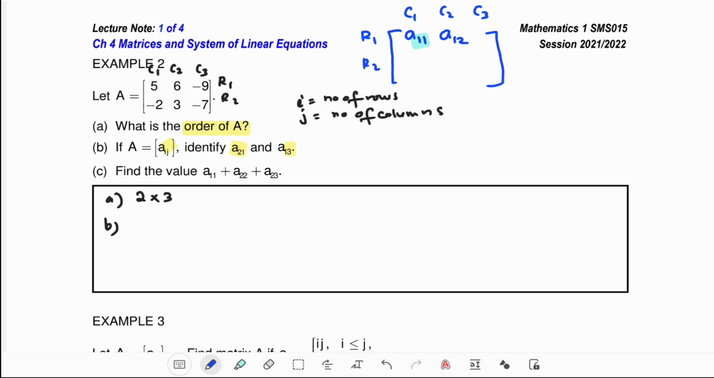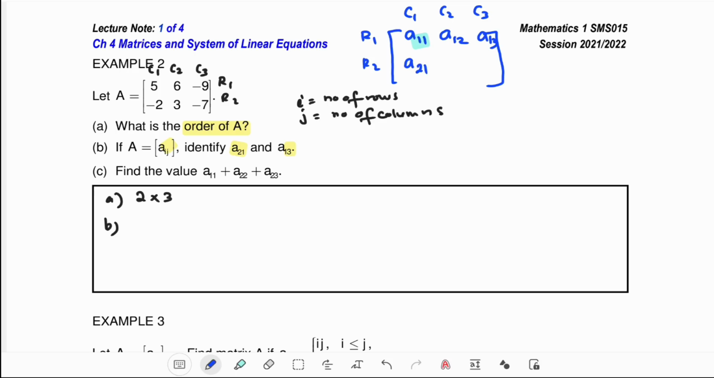So what does A12 mean? A12 means that the location of that element is at the first row and the second column, followed by the next entry. The next entry should be A13. Right? So down here, the entry should be A21.